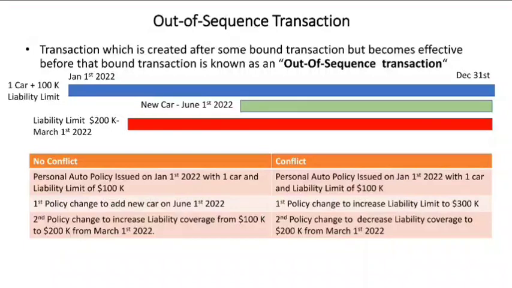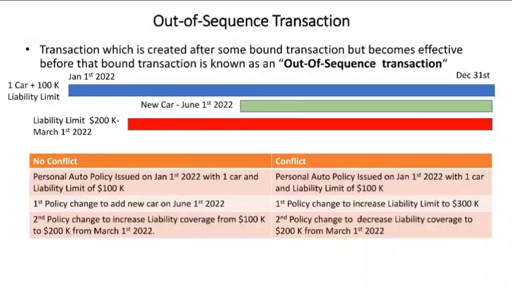So let's look at an example. Here, you issued a personal auto policy, which is effective from January 1st, 2022 with one car and the liability limit of 100k. Now, you're doing your first policy change on June 1st, 2022 to increase your liability limit from 100k to 300k. Now, for some reason, you are doing a second policy change where you are decreasing the liability coverage from 300k to 200k.